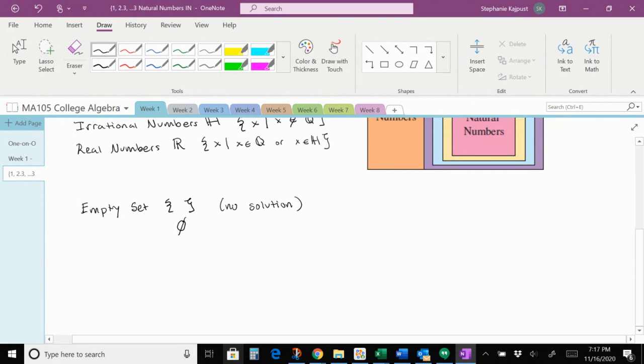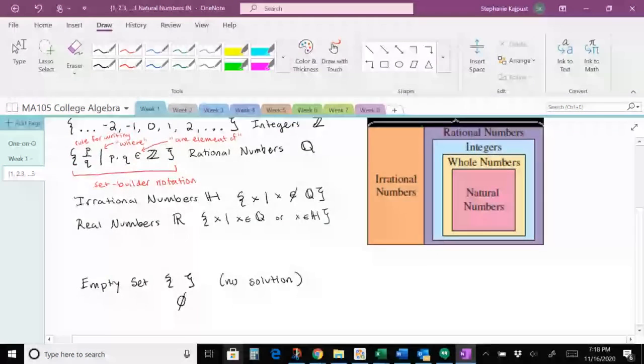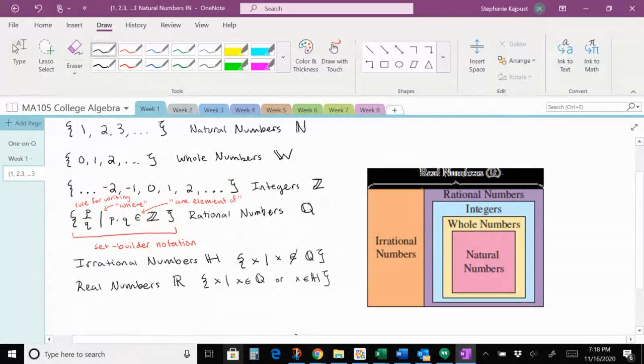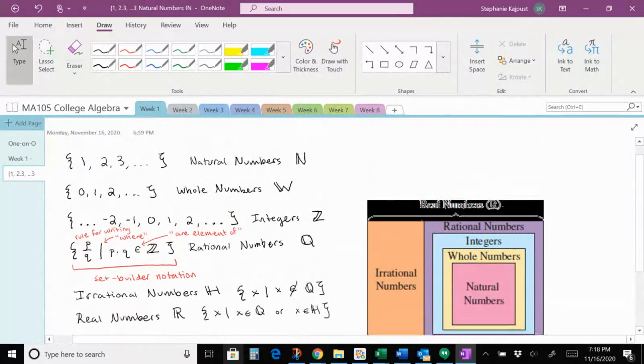So you do not want to write your zeros that way, because that actually is a specific symbol meaning empty set. I have seen some people write zeros with slashes. You don't want to do that, because in math that actually is a symbol for something else. So that's another symbol. I mentioned that's the set builder notation.